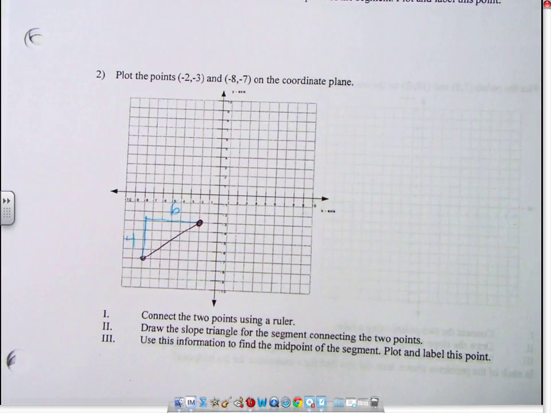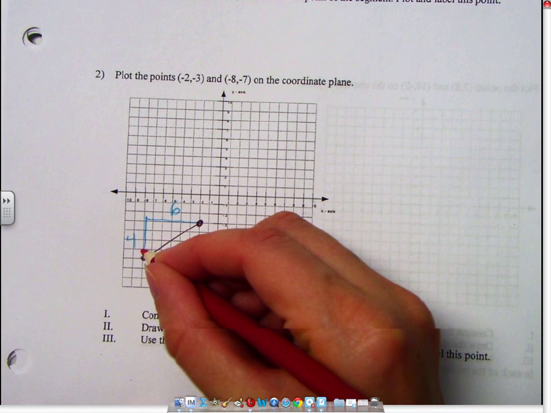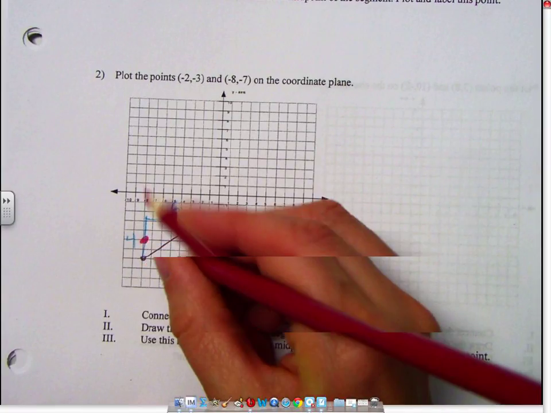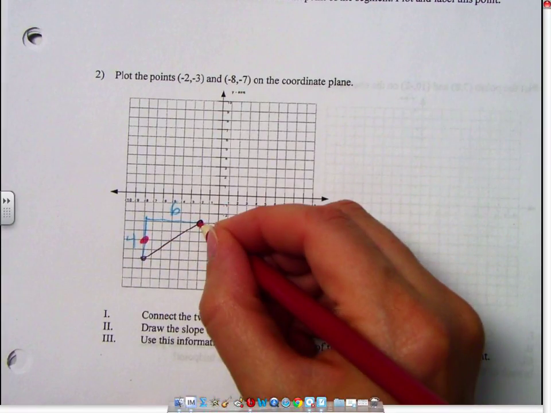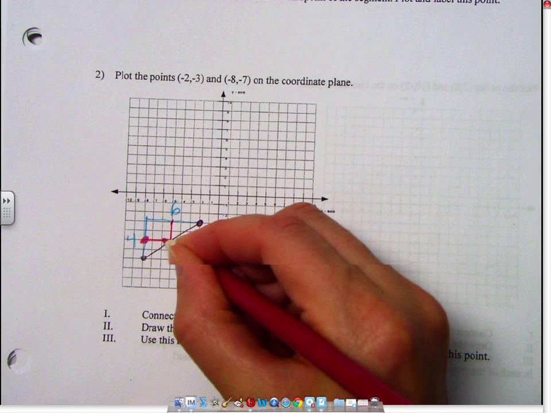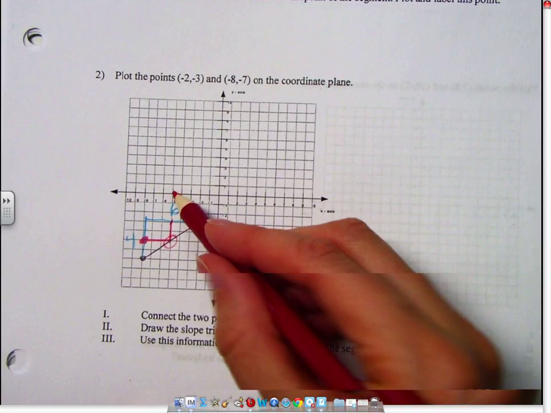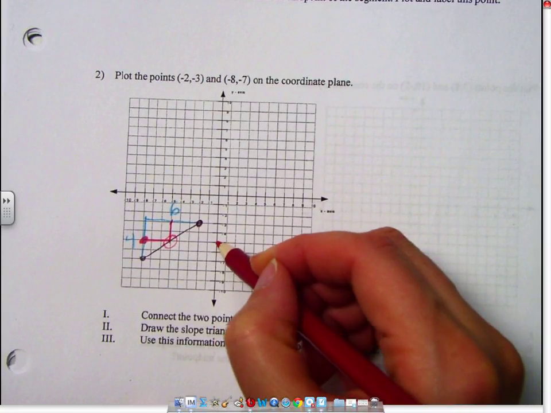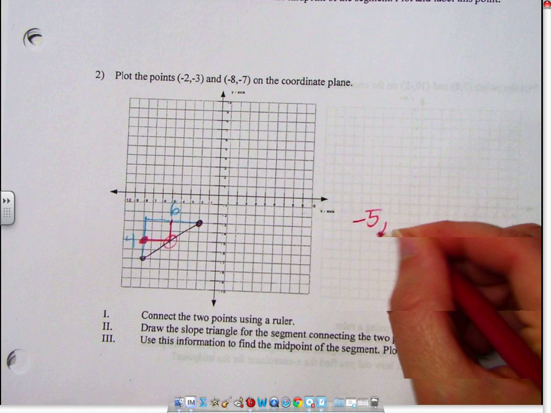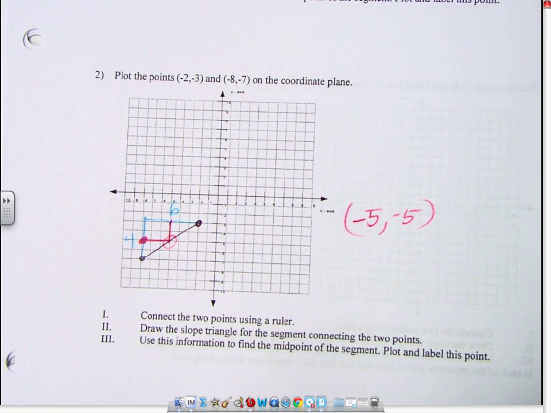Okay. Then you can either take a different color or go back to your pen or pencil if you want. Go up 1, 2, and go over 3. 1, 2, 3. Where they meet, that is our midpoint, which is -5, -5. Is that what you guys get?